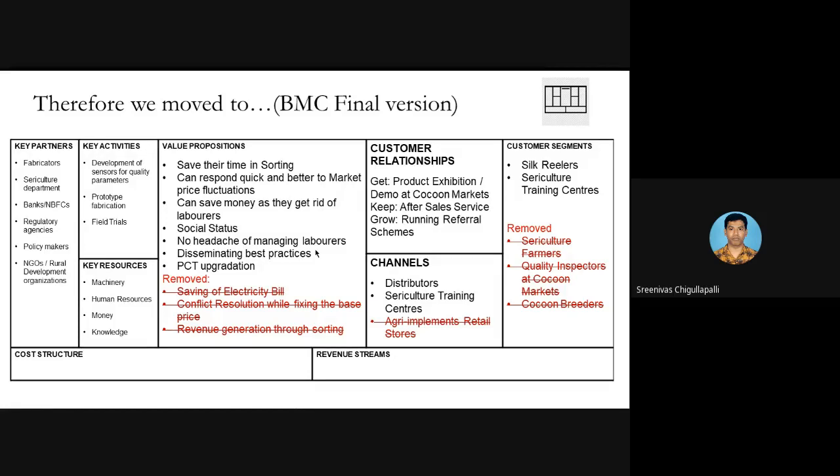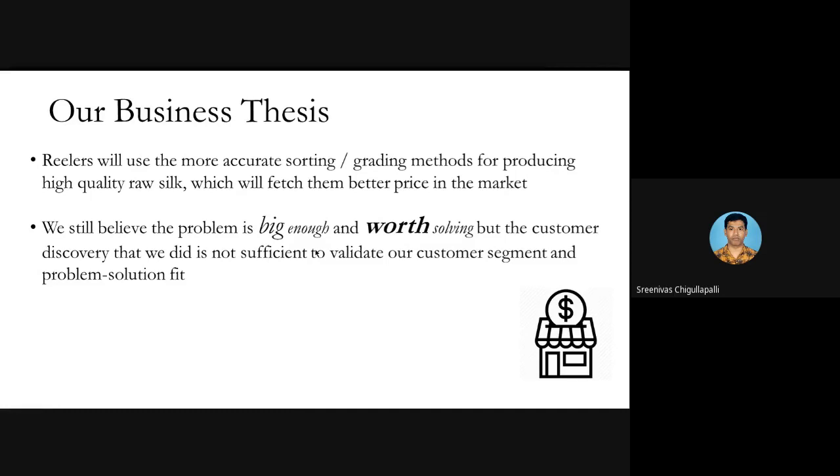Next slide, please. Yeah, so finally, reelers need more accurate sorting methods for producing high quality raw silk, which will fetch them a better price in the market. This is a big enough problem, because a lot of high quality silk we still import from other countries, so it is worth solving. But customer discovery is not enough, because we want to validate the customer segments in terms of what the techno-economics of a prototype would be, especially the payback and other important financial indicators, which are not yet developed. It's a good problem-solution fit, but it needs further examination of how much they can save if they invest in this kind of intervention. All those things have to be done. Next slide.